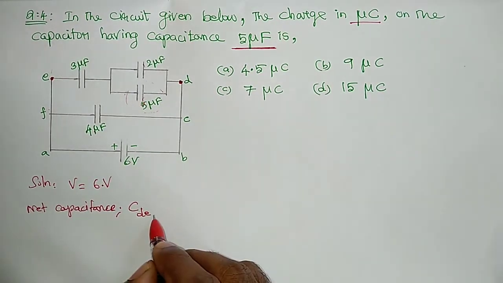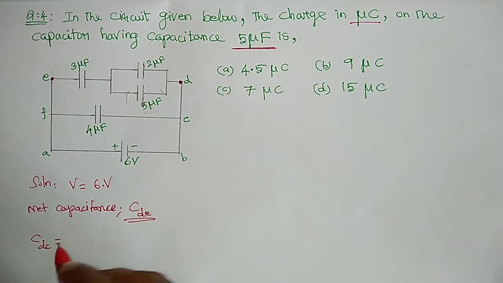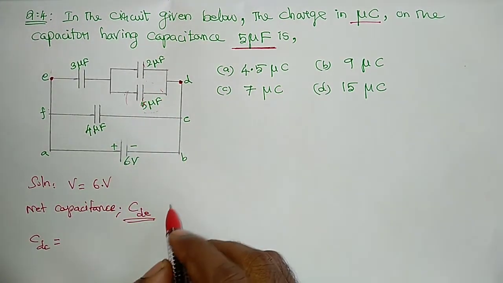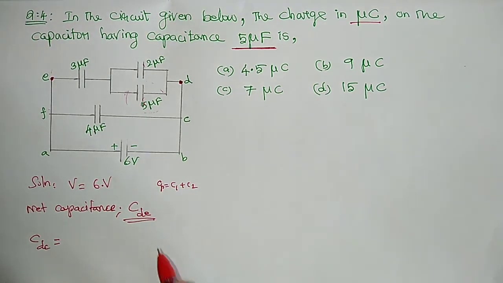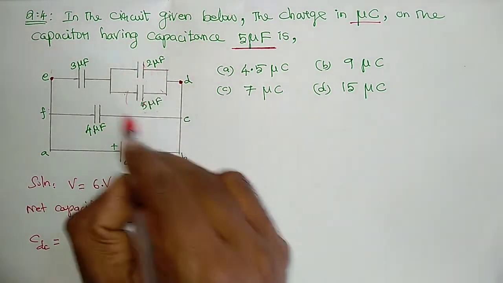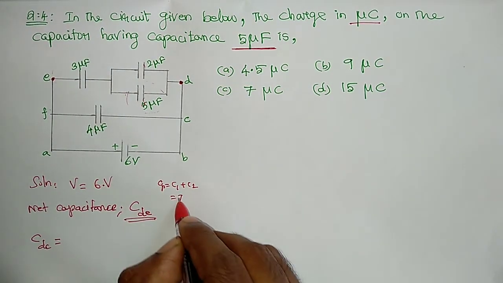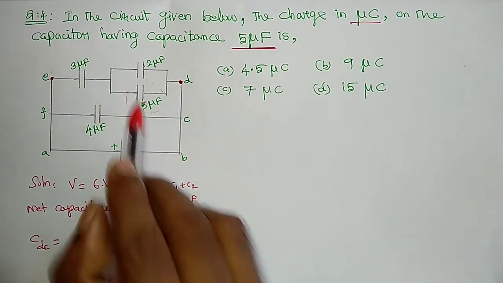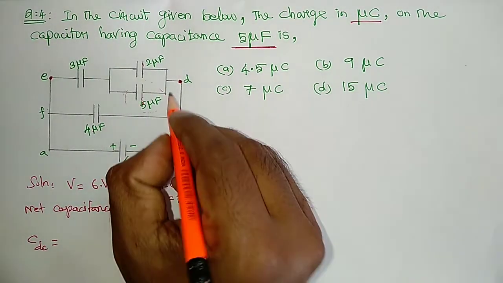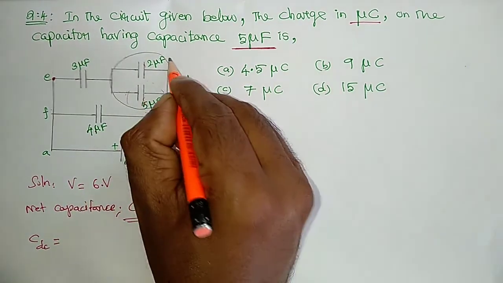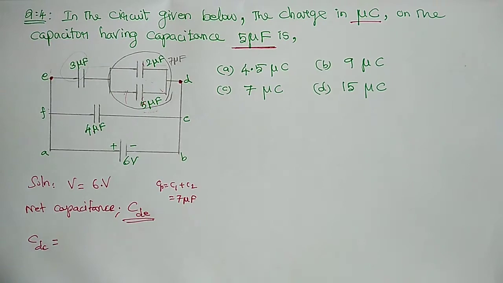So for parallel combination of capacitors, what's the value? Cp is equal to C1 plus C2. Okay, so for this parallel combination, 5 plus 2 is 7 microfarad, right? So 7 microfarad. But these 7 microfarad and these 3 microfarad are connected in series.